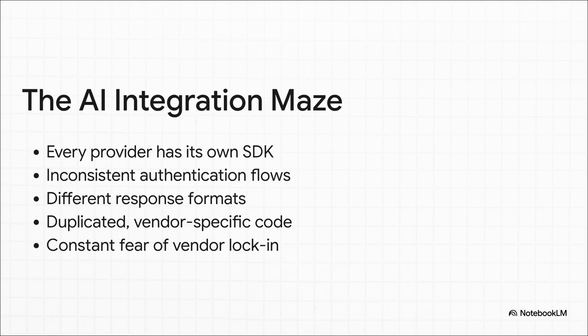Every single AI provider, OpenAI, Google Gemini, you name it, they all have their own SDK, their own weird authentication dance, their own way of formatting responses. And what does that lead to? A whole bunch of duplicated, vendor-specific code, which brings up that one thing we all dread, vendor lock-in.